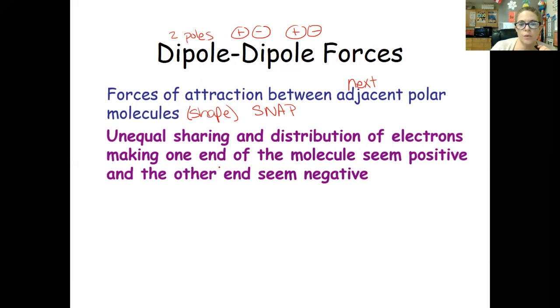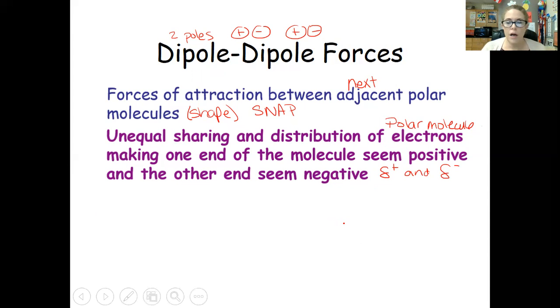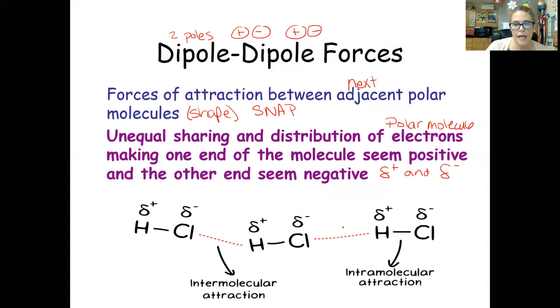When there's an unequal sharing and distribution of electrons, that means polar. That's the definition of a polar molecule, making one end of the molecule seem positive and the other end seem negative. That means our partial positive and our partial negative, our delta positive and delta negative. Remember, that funny-looking, incomplete 8 looking thing is our lowercase Greek letter delta. It means partial positive and partial negative.